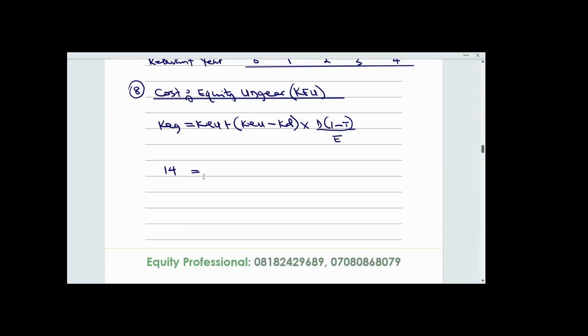Ufoma. Okay, sir. Yes, sir. Thank you. So we are looking for cost of equity on geared, so we don't have it. So here will be cost of equity on geared plus cost of equity on ungeared. We need the cost of borrowing of the proxy company.